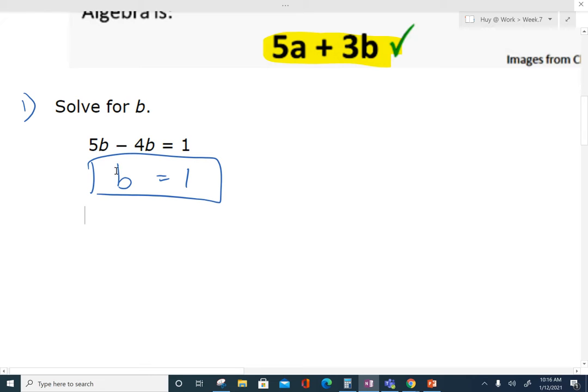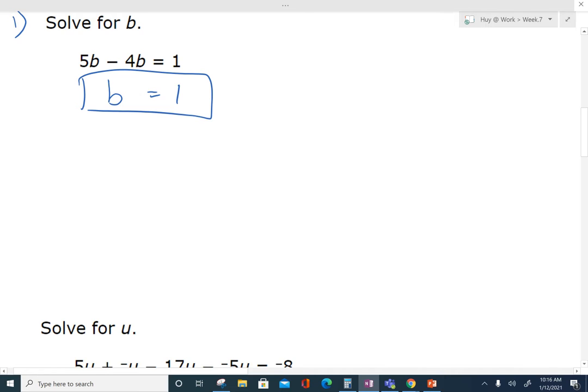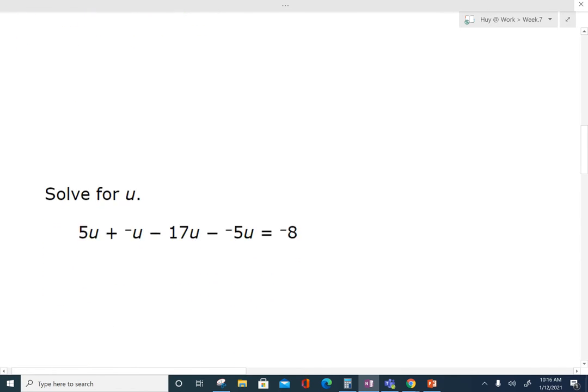Remember, if we have a variable with no coefficient, so no number in front of it, that means there's only 1. The coefficient is an invisible 1.